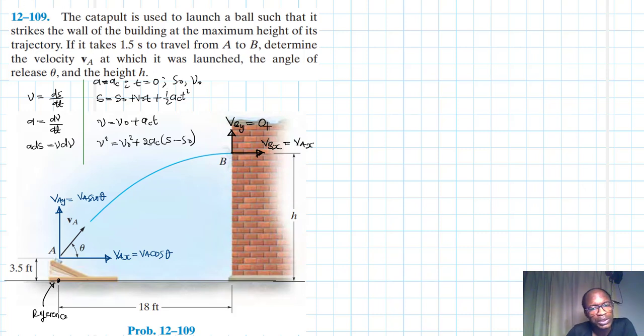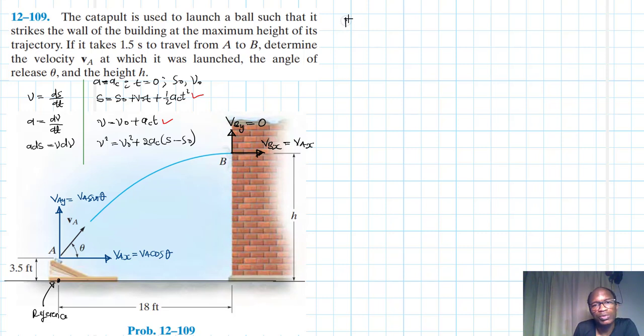So let's start working now. Let's look at what we have. The vertical component is 0 at B, so this equation becomes good to use. So we use this equation for the vertical motion, and this equation for the horizontal motion. So we're going to use these two equations.